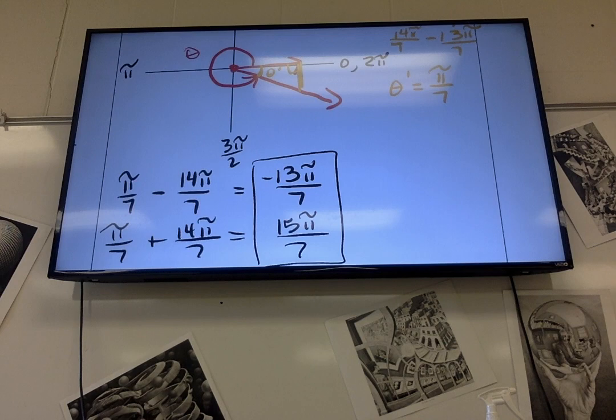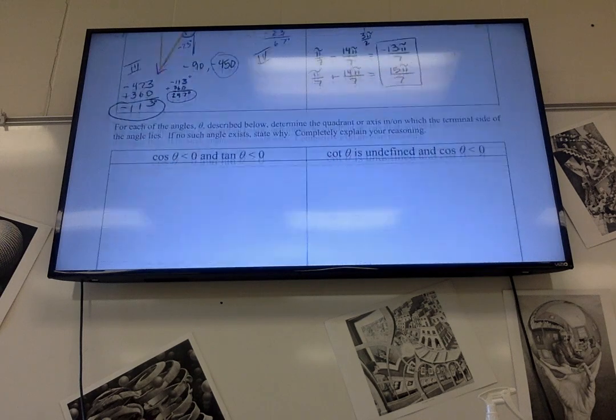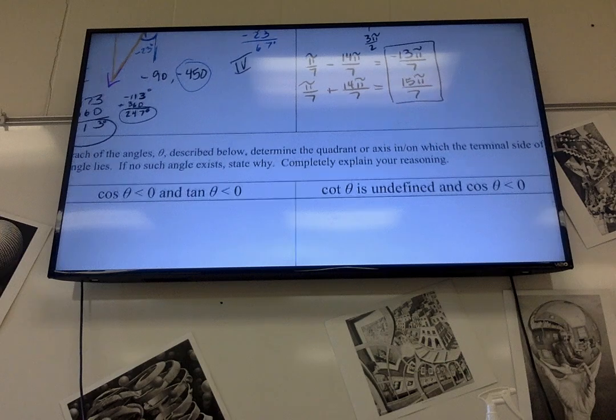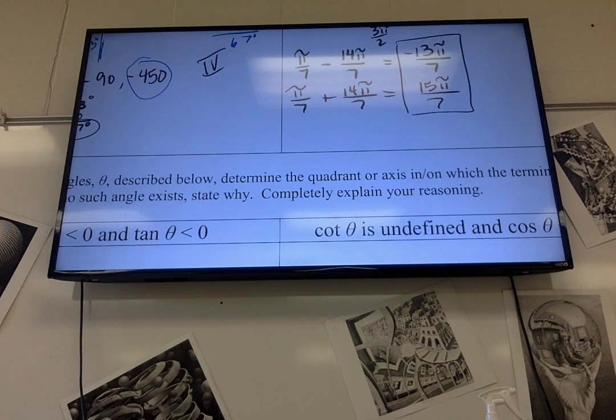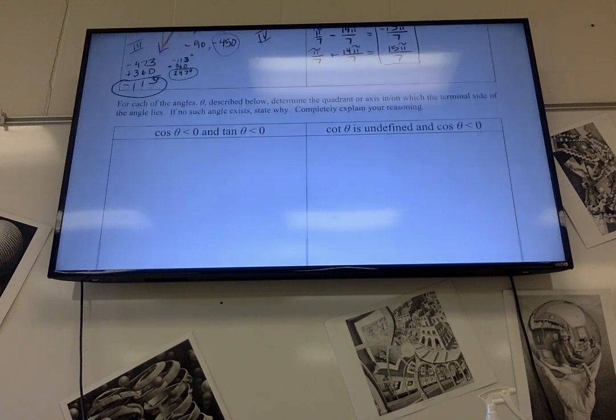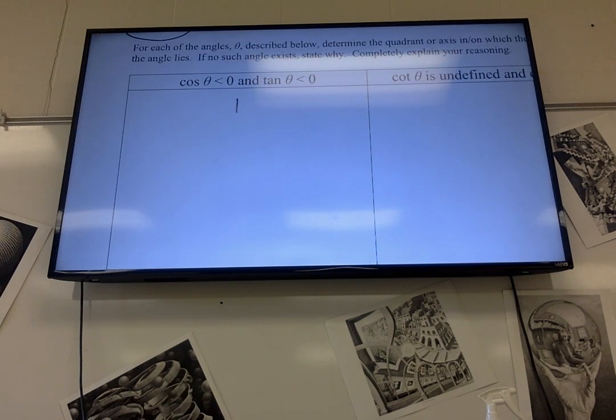Now, on the bottom part, it says for each of the angles, that's there if you still need it. But on the bottom, it says for each of the angles theta described below, determine the quadrant or axis in or on which the terminal side of the angle lies. If no such angle exists, state why. Completely explain your reasoning. The best way to figure these out is to remember one little thing.